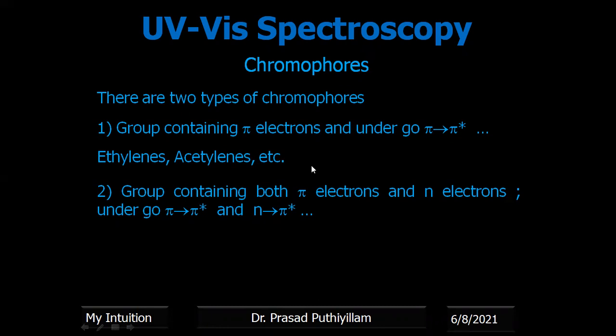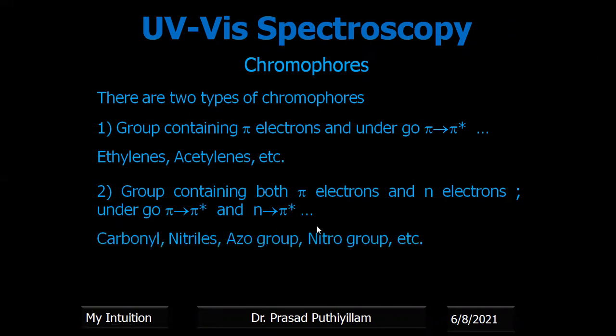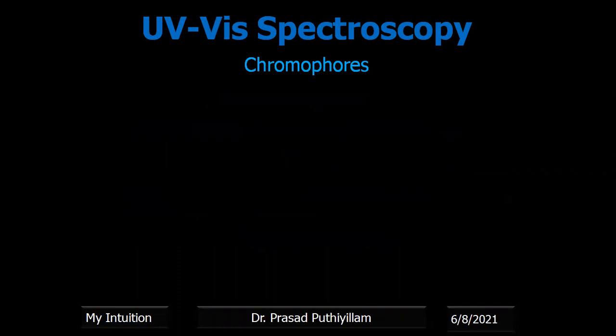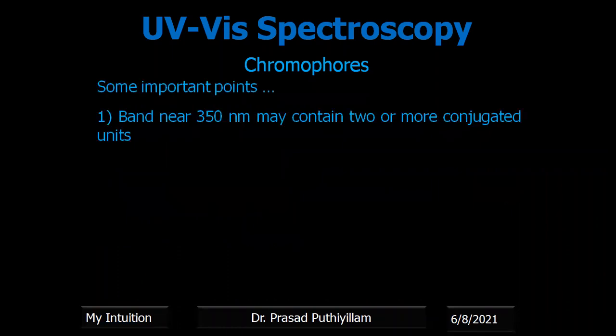Some groups contain both pi electrons and n electrons, which undergo pi to pi star transition as well as n to pi star transition. Examples are carbonyl, nitriles, azo group, nitro group, etc. They come under this type of category. More important points: the band near 350 nanometer may contain two or more conjugated units.